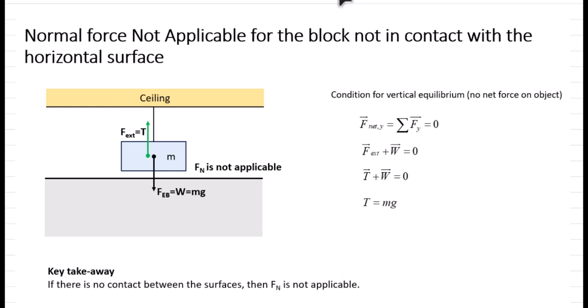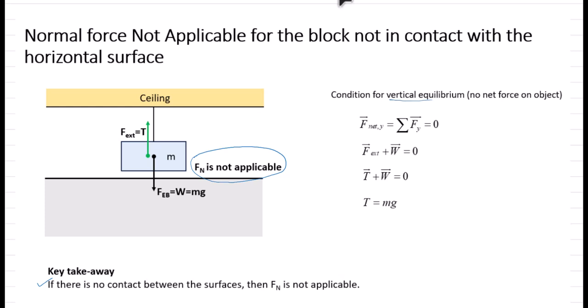Now let's take the case where the block is suspended by a rope. The arrangement is such that the block is not touching the ground at all. The point I'm making is that since there is no contact between the block and the ground, Fn is not applicable. It is important to understand that if there is no contact between the surfaces, then normal force is not applicable. So remember, for the normal force to be applicable, condition one, the objects should be in contact with each other and they should be exerting force on each other, which is not the case here. The first condition is not met, and therefore there will be no Fn applicable, as I mentioned in the picture.